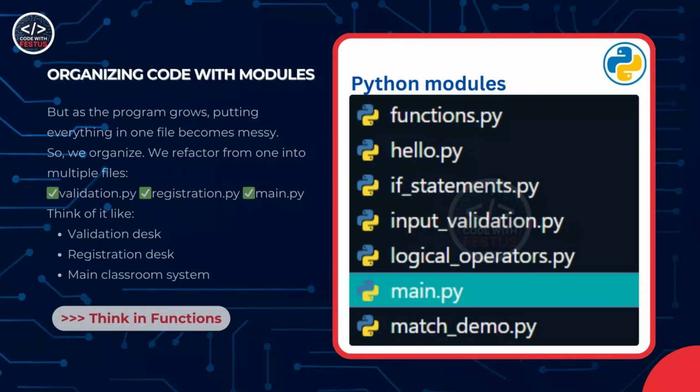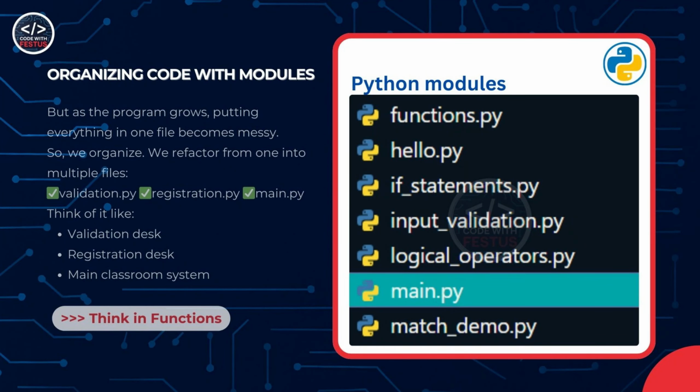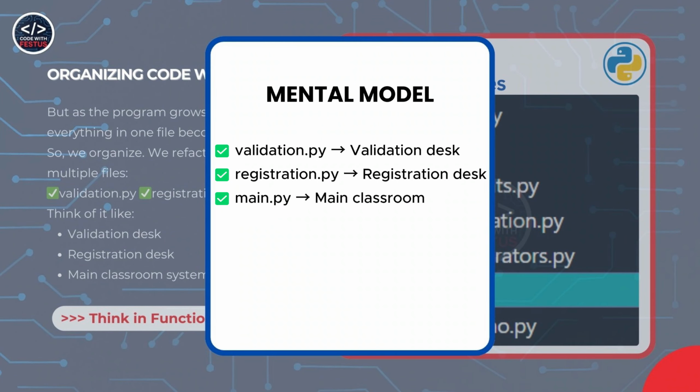Organizing code with modules. As the classroom grows, things get bigger and cluttered. Now we have name validation, age validation, registration logic, student records. Our current file still looks good, but as the program grows, putting everything in one file becomes messy. So we organize. Instead of one large script, we refactor into multiple files: validation.py, registration.py, main.py. Think of it like validation desk, registration desk, main classroom.